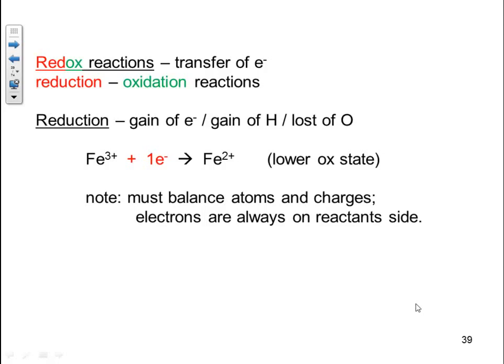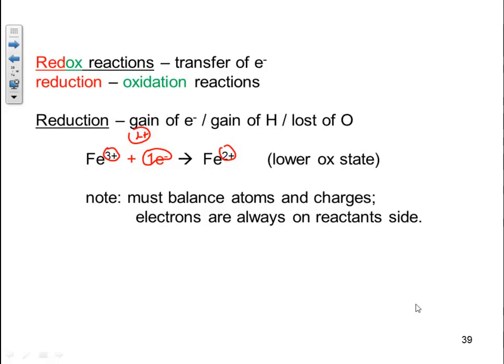Look at this example. We have iron 3 going to iron 2. For this to be a balanced half reaction, a reduction, the atoms have to be balanced, one iron on both sides, but the charges have to be balanced as well. You can see that I have 3 pluses on my iron 3 and 1 negative for my electron. That's a total of 2 pluses. On the other side, I have a total of 2 plus, so that's balanced. Charges and atoms have to be balanced.